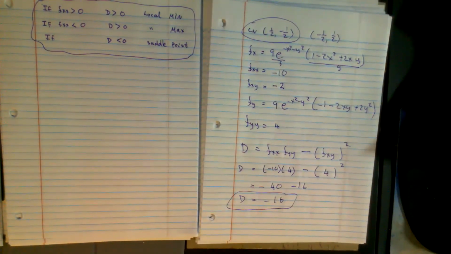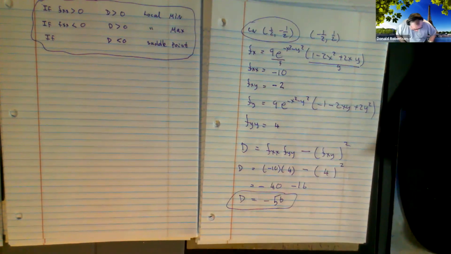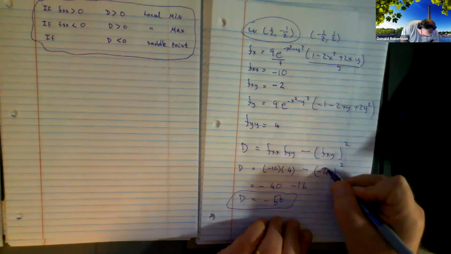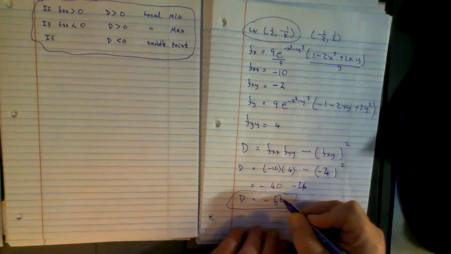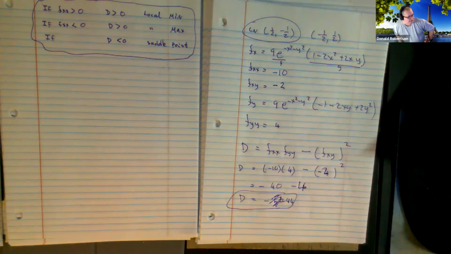Would it be -2 squared? F of xy would be -2 squared, that would be the 2/4 squared. Right. So the bottom line is it's negative and it would be a saddle point. So can you see that last question?